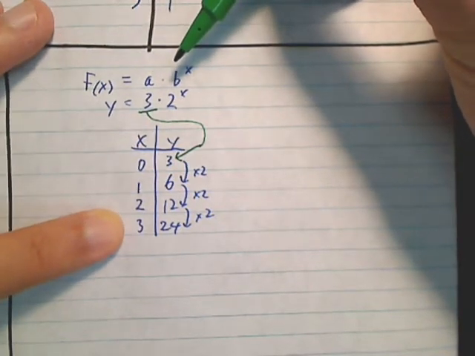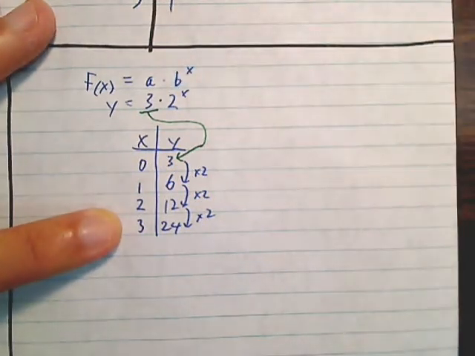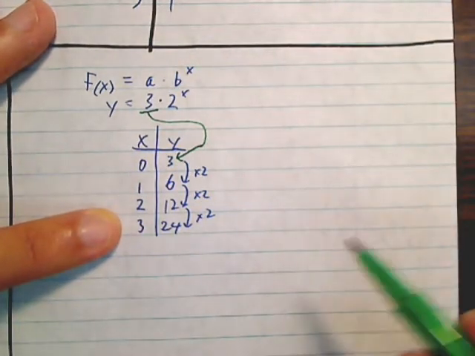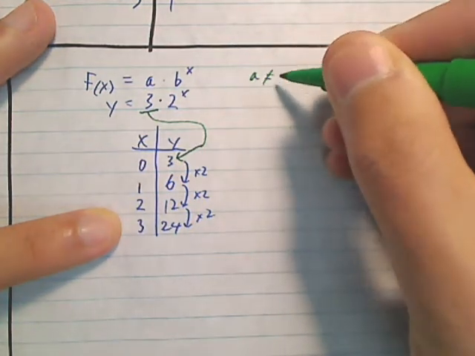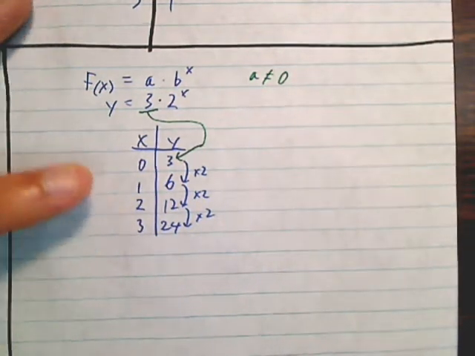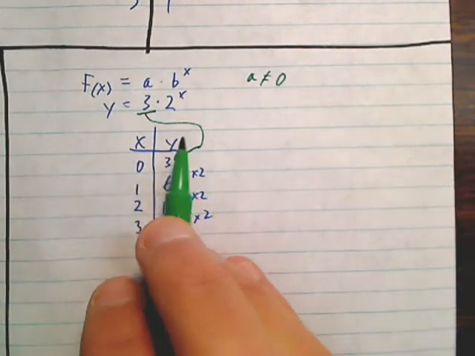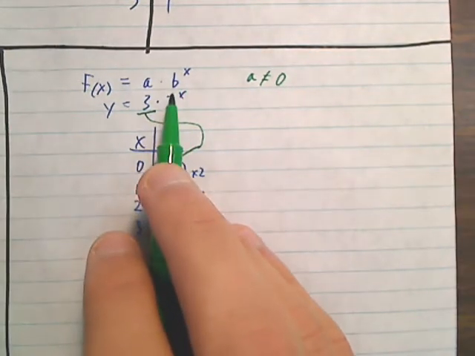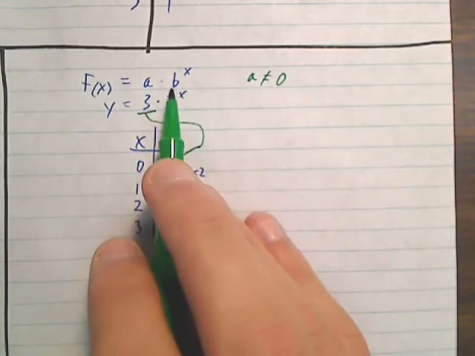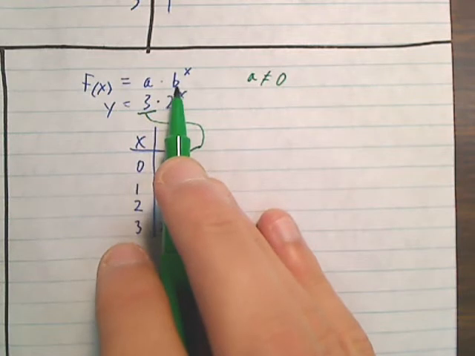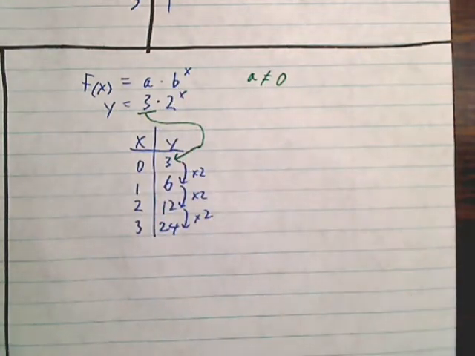Well, what could these numbers be? Well, the value of a can't be 0, right? Because 0 times anything would just make the whole thing 0, and that would be incredibly boring. That would make this a constant function. So let's go ahead and note that a can't be 0. And for b, for us to stay within the realm of real numbers, b can't be negative, can't be 0 either, or it would just cancel out everything.